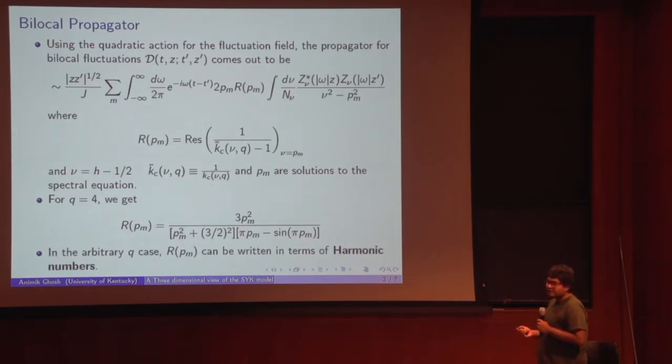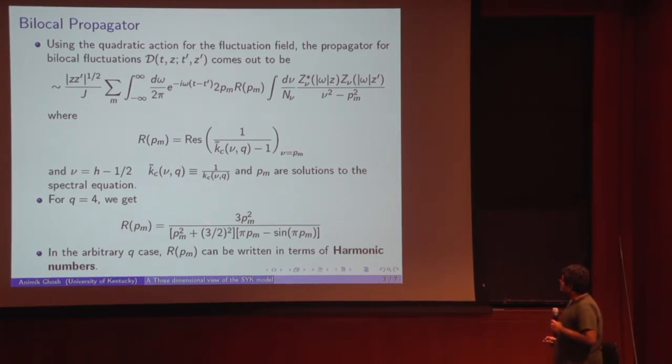So once we have the bilocal action, we can calculate the propagator. This is the answer which we get. The Z nus are some linear combination of Bessel functions which diagonalize the quadratic kernel, and these R_pm are the residues of this quantity, and the p_m are the solutions of the SYK spectral equation. So for q equal to 4, we can calculate this R_pm exactly, and this is the expression which we get.